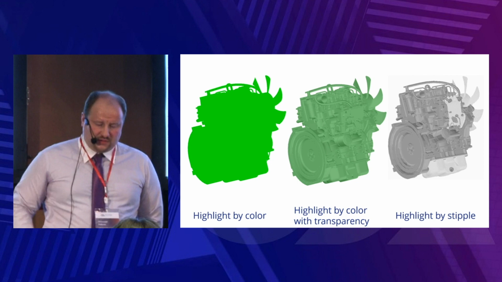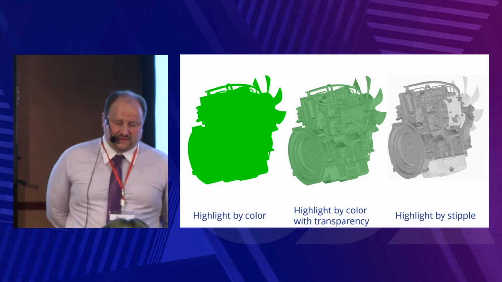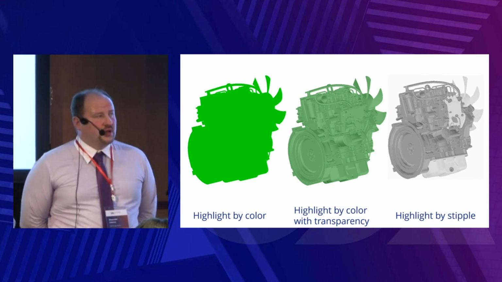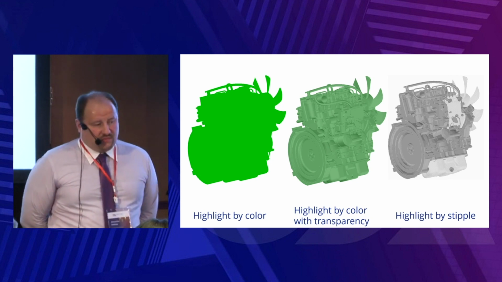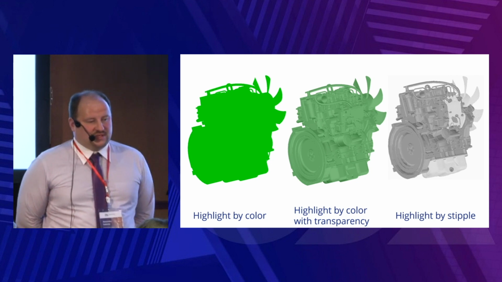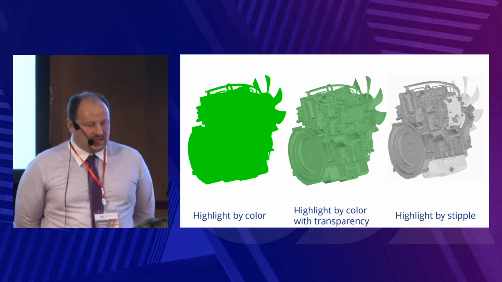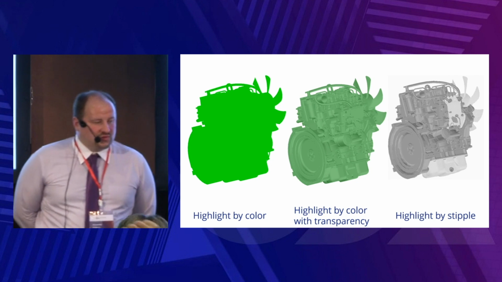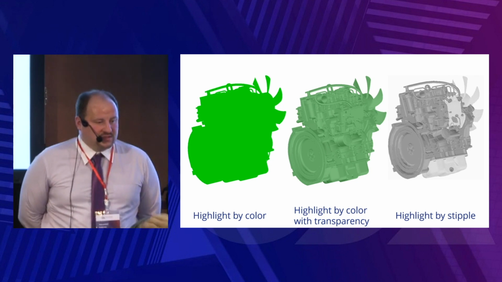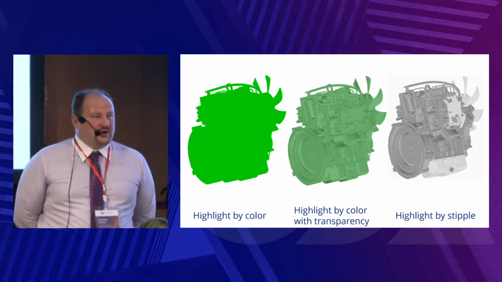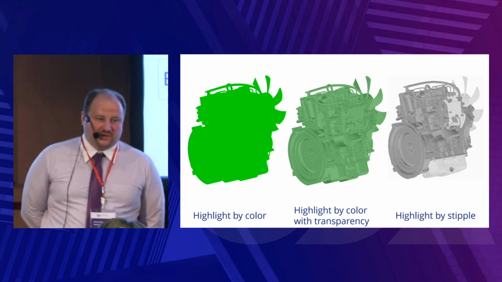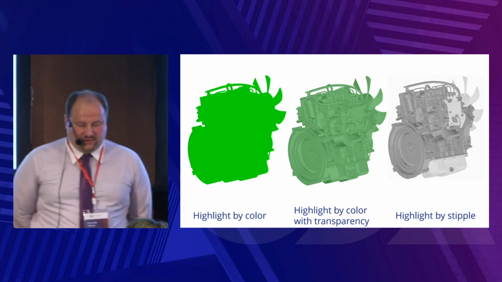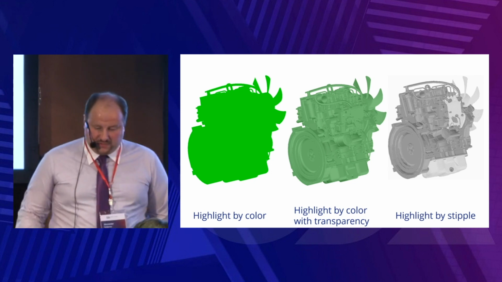And the final mode available for highlighting with Visualize SDK is highlighting by stipple. Such a mode can be useful for drawings which contain a huge amount of objects with many different colors, because in this case there is a possibility that the color of the object will be equal to the color of the highlighting, and it will be very hard to understand whether this object is already selected or it's simply its own color. So in this case such a mode will help.